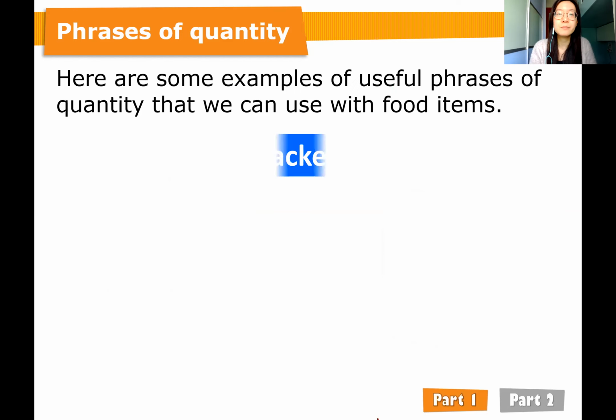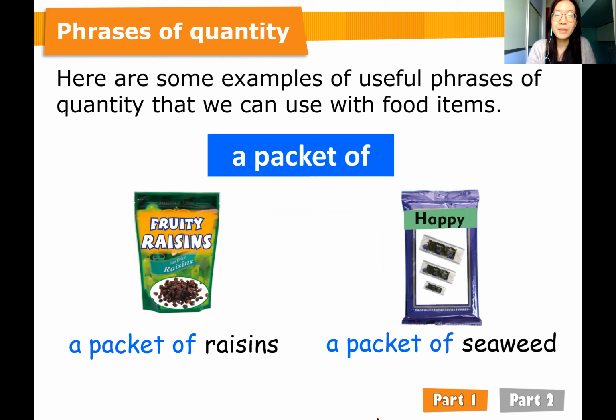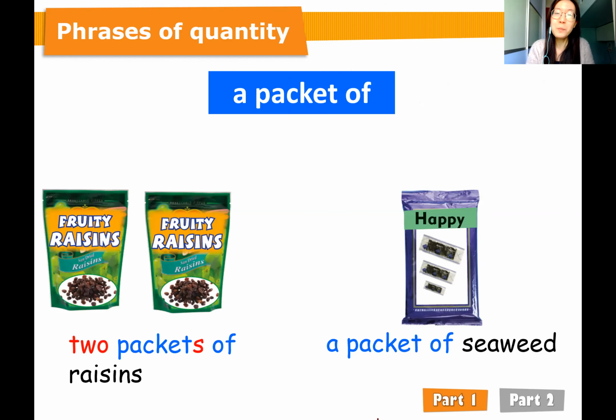Okay, next, a packet of raisins, 提子乾, a packet of seaweed. Miss Wong also got a packet of seaweed. This is a Korean brand. Okay, how about two packets of raisins? 2 packets of raisins. Oh, you can see the S here because there are 1, 2. And the raisins is countable 數到嘅，咁所以呢度都可以照會有 S.